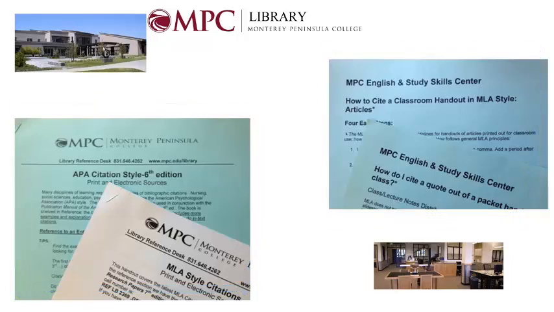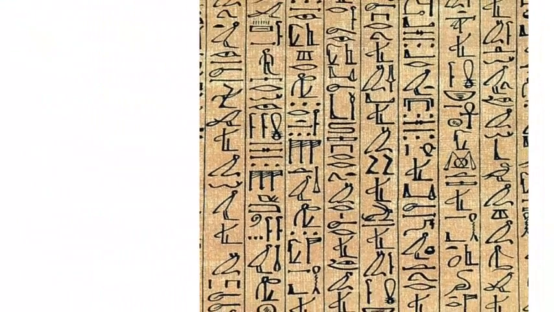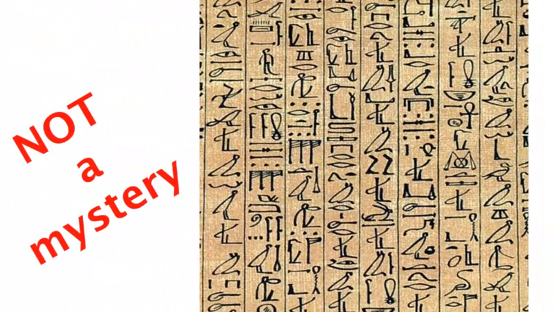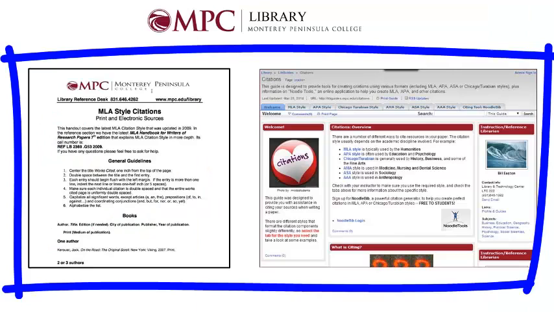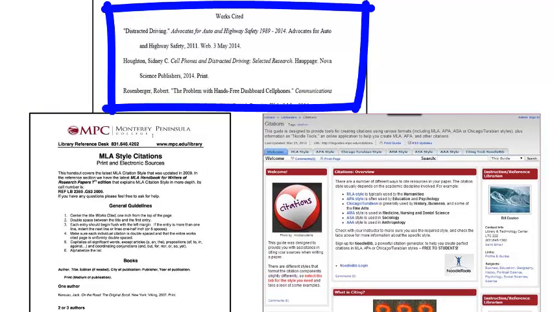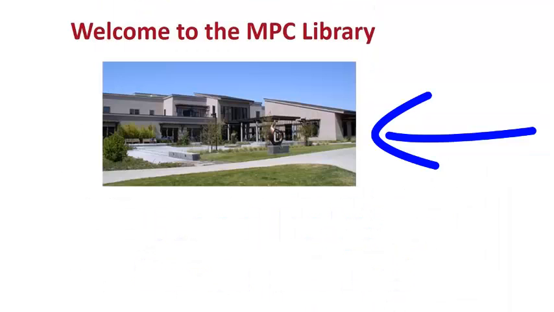So, don't let strange signs from the academic world confuse you. Citations are not a mystery, and you have access to all the information you'll need to create your Works Cited list. If you have questions, come to the library or call the library at 831-646-4262. We're here to help.